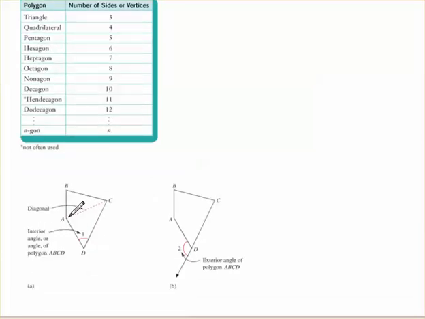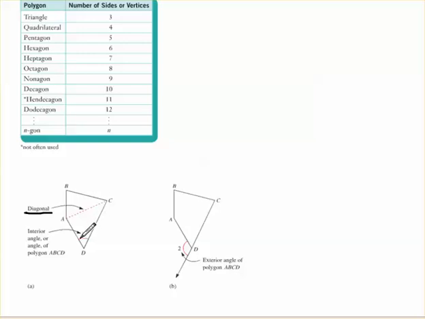If you were to draw a line segment between any two vertices that are not touching or not next to each other, the vertices that are next to each other are called adjacent vertices. And we're not talking about adjacent vertices, but any of the other vertices in a polygon. If you were to draw a line between those, that would be called a diagonal of the polygon.